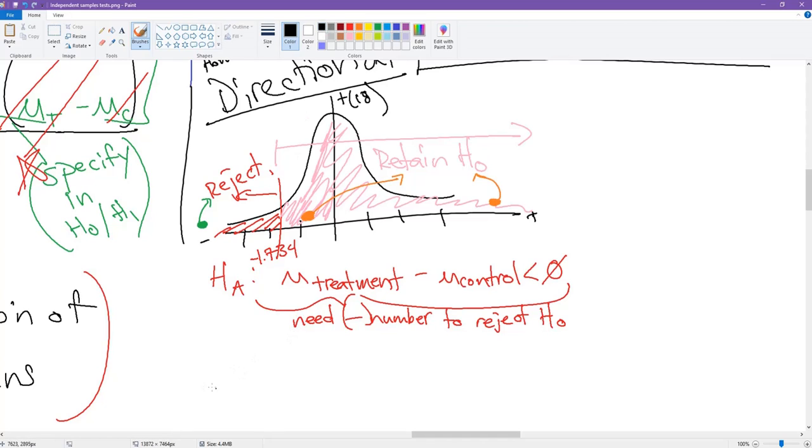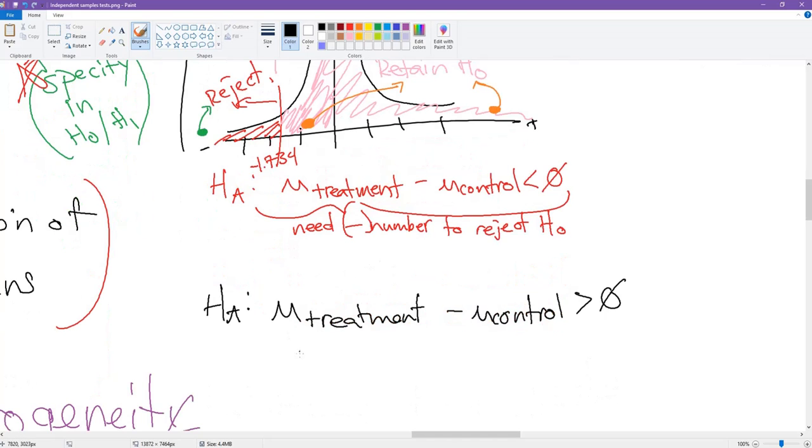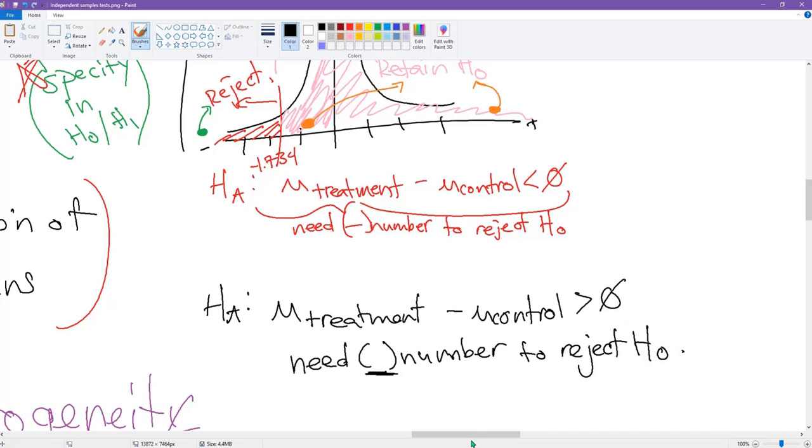I'm going to let you figure out what happens if you have an alternate hypothesis of mu treatment minus mu control, where it's greater than 0. What kind of value are you expecting? You need what kind of number in order to reject the null hypothesis? Cool. And then maybe draw out the distribution and figure out what's up with that.